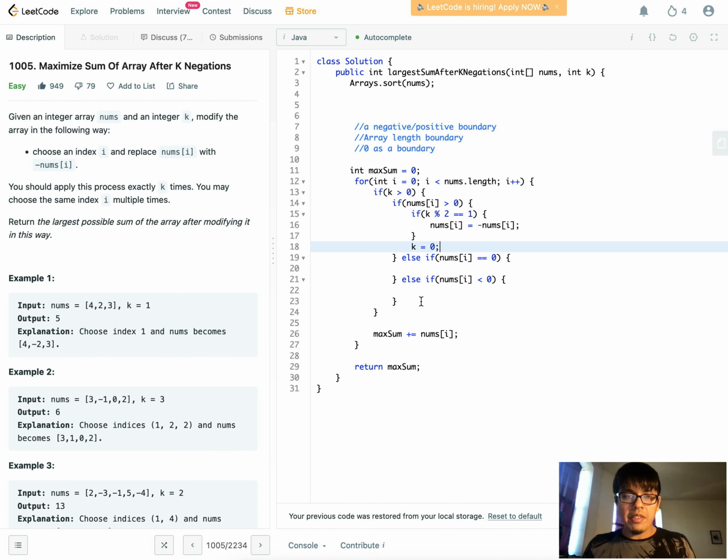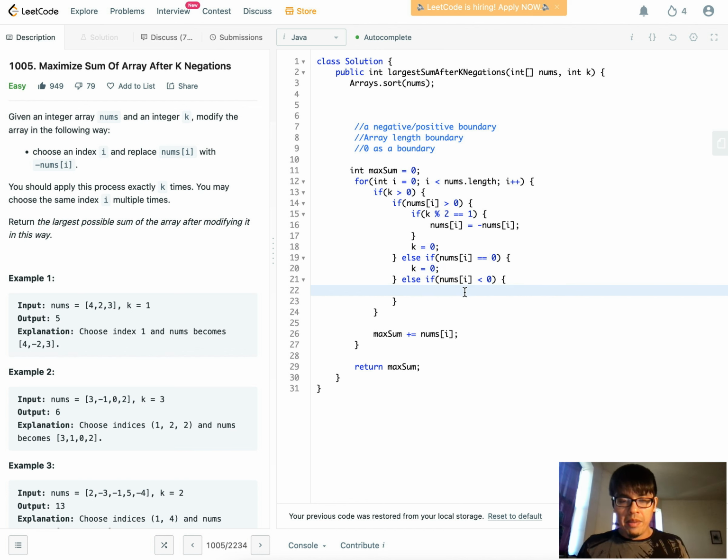Now, what if nums of I is 0? And we'd hit this case if we started with an array at 0. Then it's the easiest case, as I said, beautiful. We turn k to 0 because no matter whether we have odd or even k's, we can just repeatedly negate, because negative 0 equals 0. So we'll repeatedly negate and every subsequent element will not suffer.